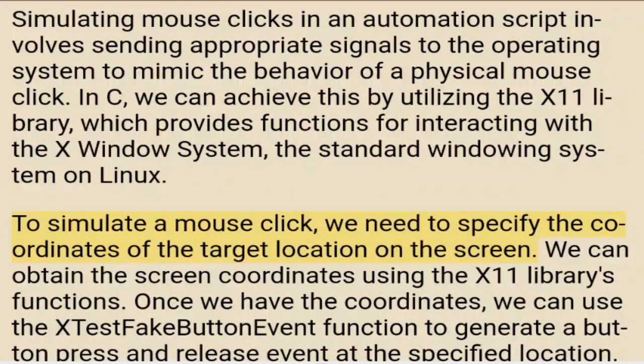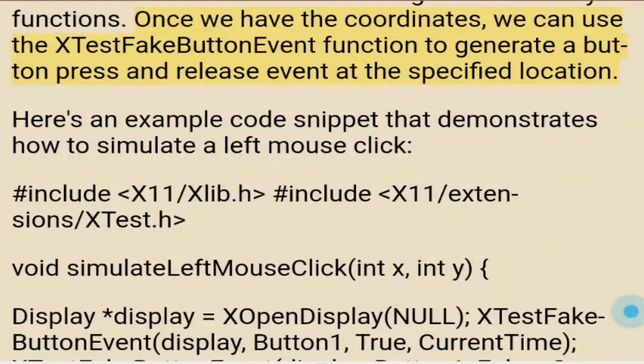To simulate a mouse click, we need to specify the coordinates of the target location on the screen. We can obtain the screen coordinates using the X11 library's functions. Once we have the coordinates, we can use the XTestFakeButtonEvent function to generate a button press and release event at the specified location. Here's an example code snippet that demonstrates how to simulate a left mouse click.